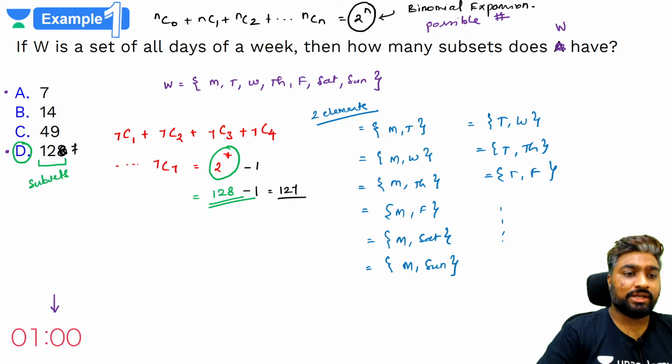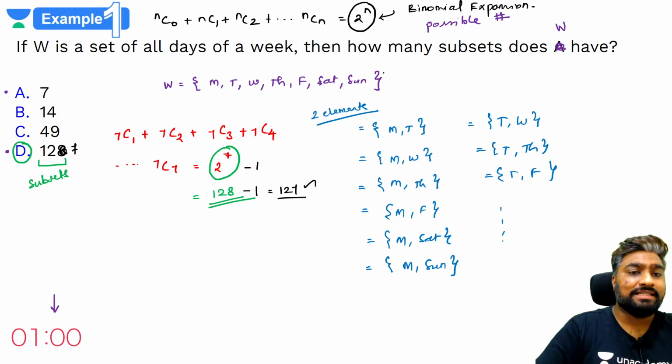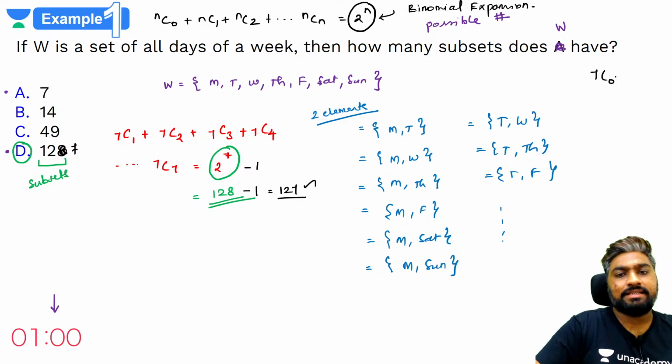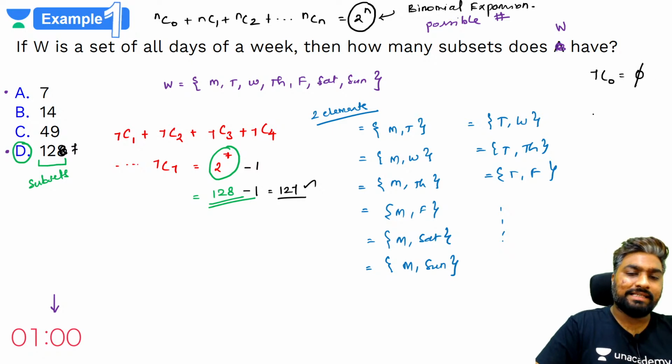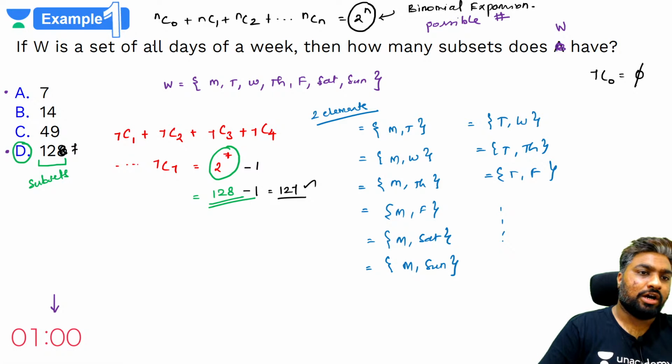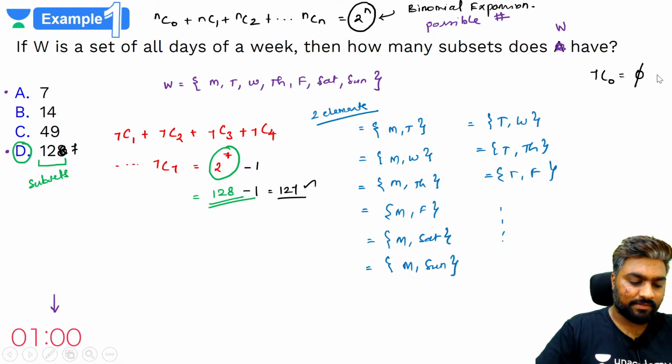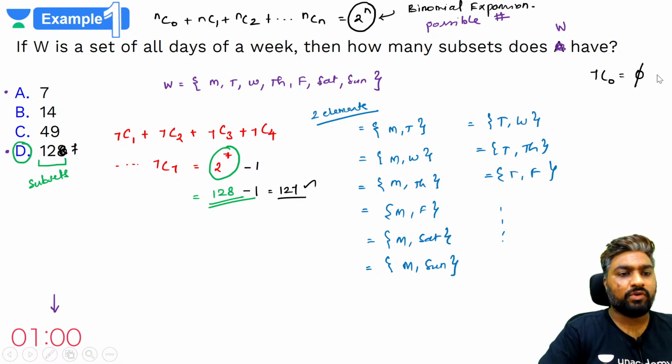Right. So it's supposed to be 127, not 128, because the null set, 7C0, means none of the terms: not Monday, not Tuesday, not Saturday, not Sunday, nothing. Yes, the null set. The null set is not counted as a subset here, so we have to exclude that.